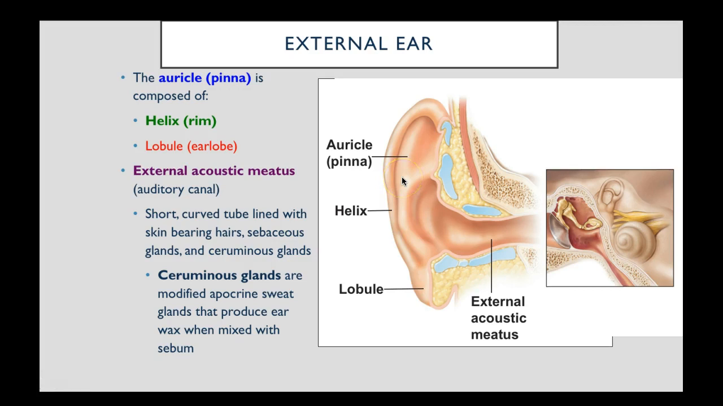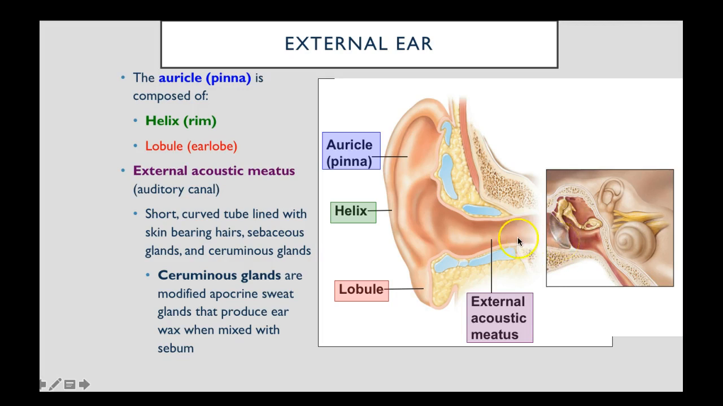So we'll start off with the external ear. We mentioned the auricle or the pinna, which is composed of two different regions. We have the helix, which is the outer portion that is funneled or rim-shaped, and in the inferior region we have the lobule. Next we have the external acoustic meatus. This is just an auditory canal that will help those sound waves channel through all the way to our tympanic membrane, which we indicated in the previous slide.